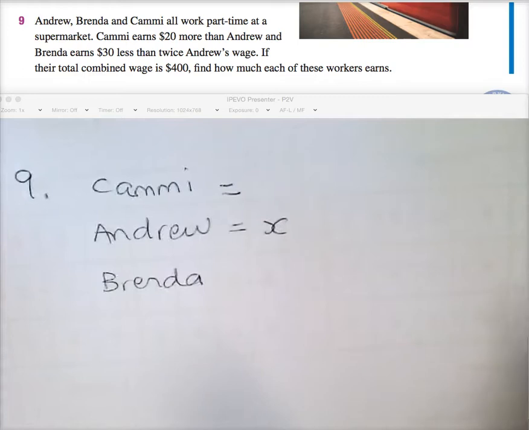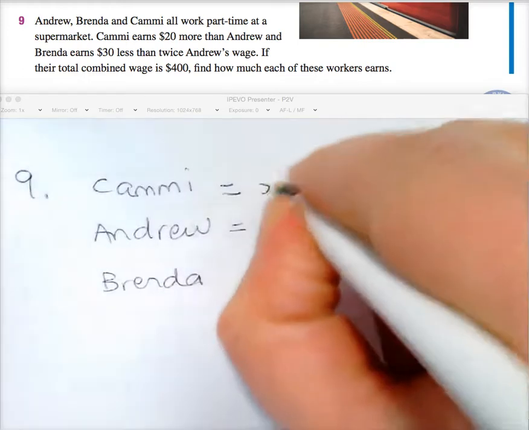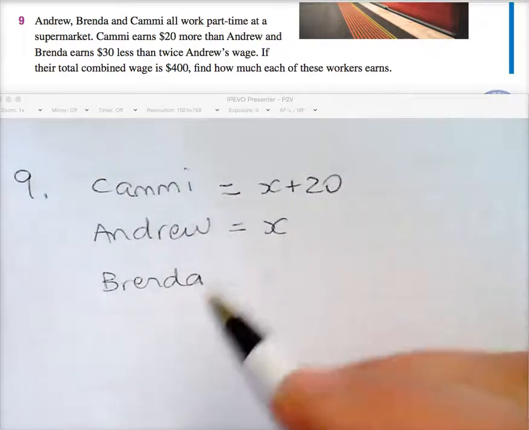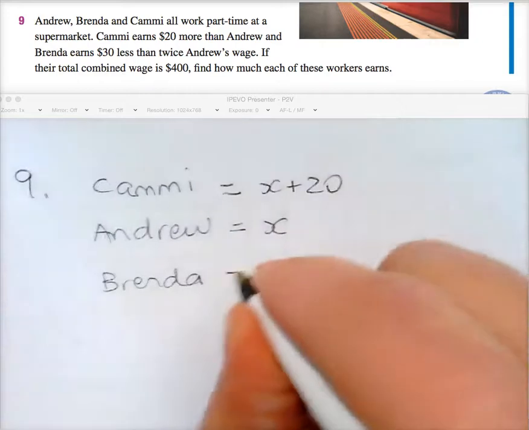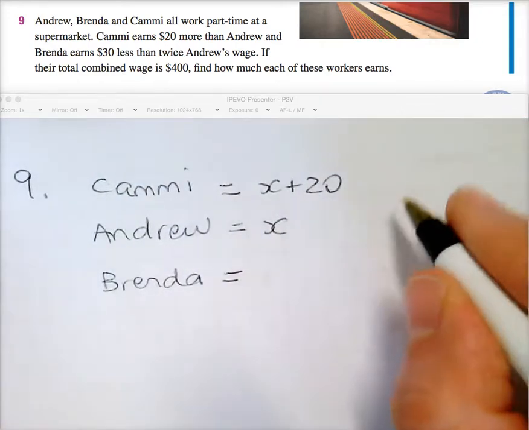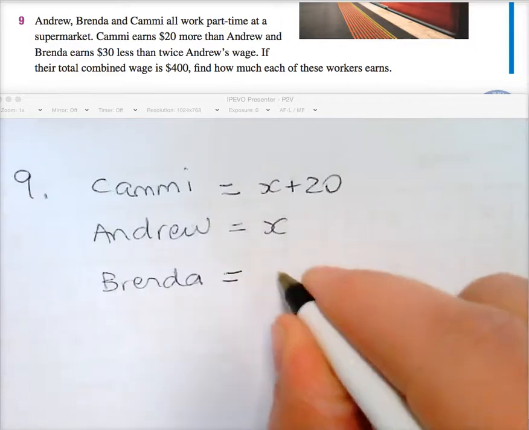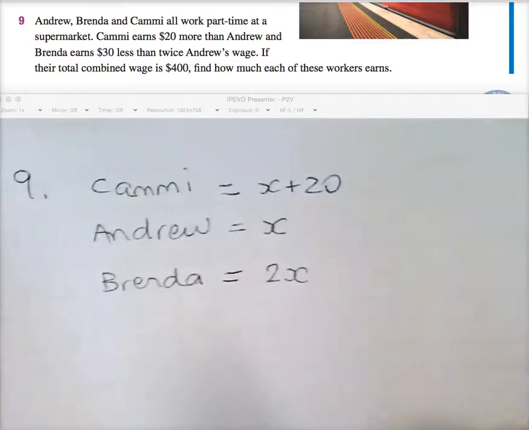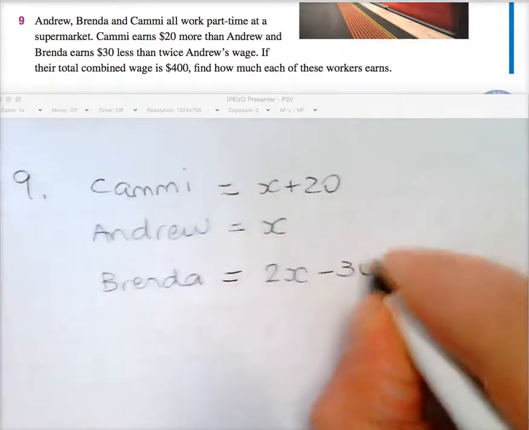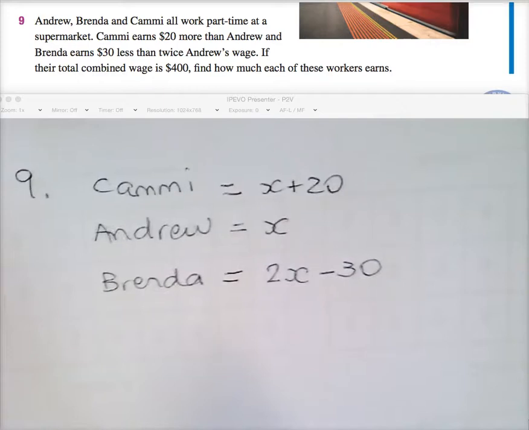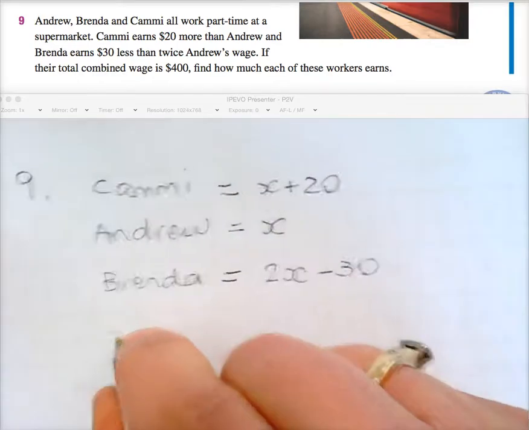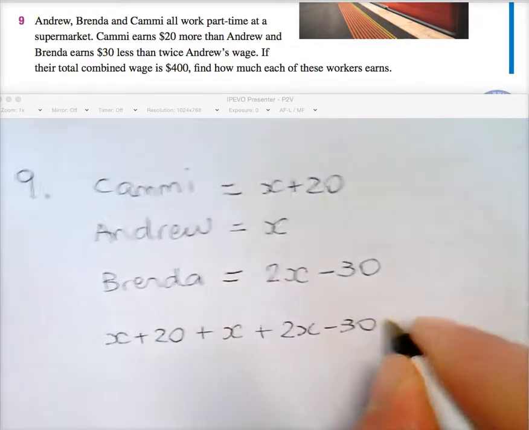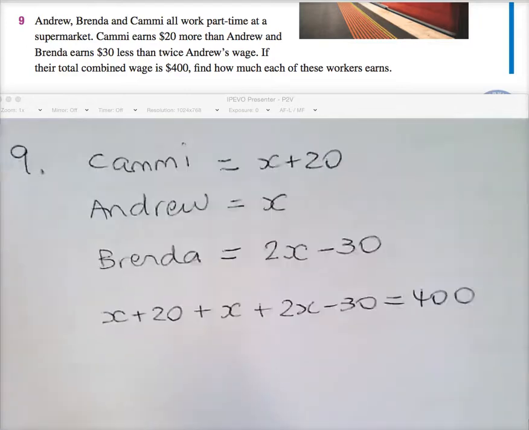Do you know why I put X for Andrew now? Yeah, because Andrew was in common. He was the common link between Cammy and Brenda, sort of. And Brenda earns $30 less than twice Andrew's wage. What's Andrew? Twice Andrew is 2 times X, which is 2X. What do I do now? Minus 30. So girls, all I do now, if their combined wage is 400, I just add them all up. X plus 20 plus X plus 2X minus 30 is 400, and we solve.